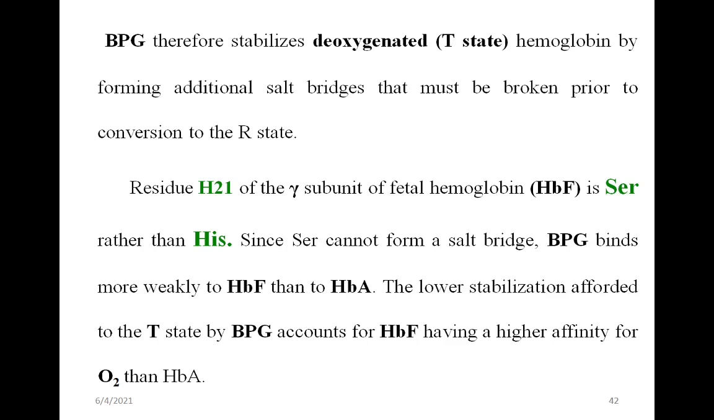The lower stabilization afforded to the T state by BPG accounts for hemoglobin F having a higher affinity for oxygen than adult hemoglobin. As histidine H21 is replaced by serine, serine cannot form a salt bridge with BPG, so BPG binds weakly to hemoglobin F compared to adult hemoglobin. So the lower stabilization afforded to the T state by BPG accounts for hemoglobin F having a higher affinity for oxygen than hemoglobin A because of this replacement.